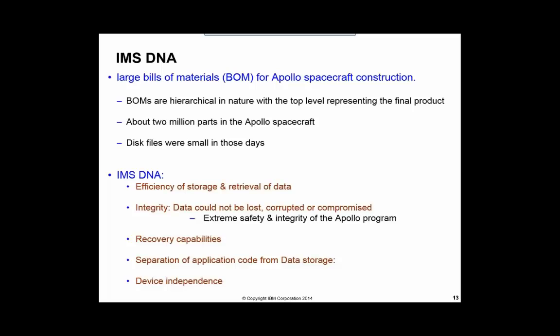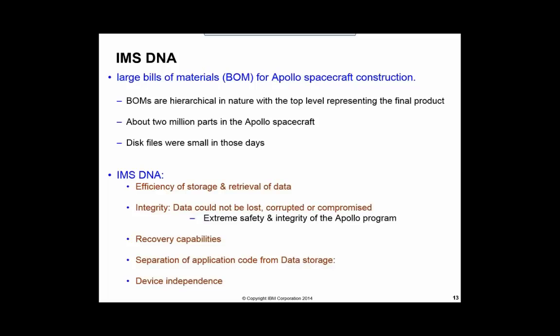And let's look at what becomes part of what I call the IMS DNA. IMS was really developed for this large bill of materials for the Apollo spacecraft construction, keeping track of the parts, keeping track of the relationships between the parts, what part goes where, and what the relationships are. And a bill of materials is hierarchical in nature, with the top level representing the final product. And back then in the 60s, we were talking about 2 million parts for this Apollo spacecraft. And so there had to be this system that could keep track of this large number of parts and their relationships and what part goes where.